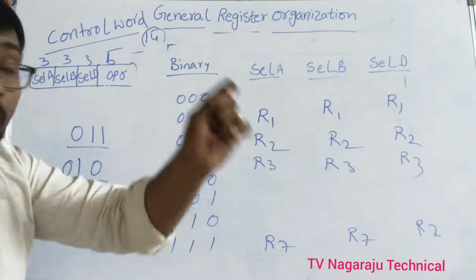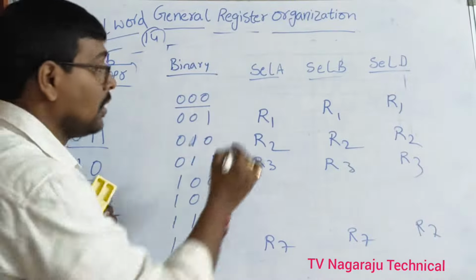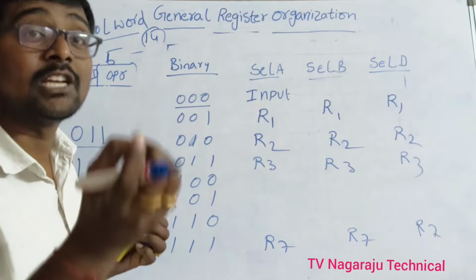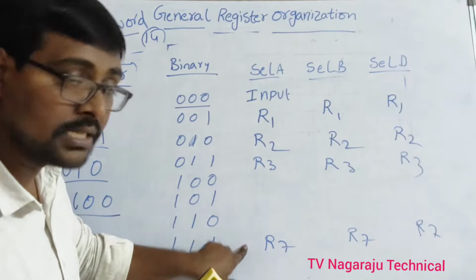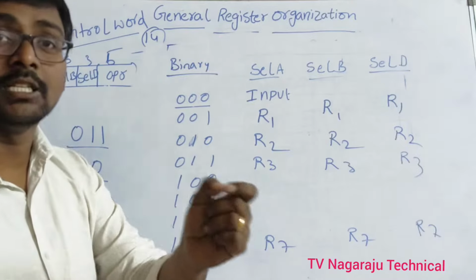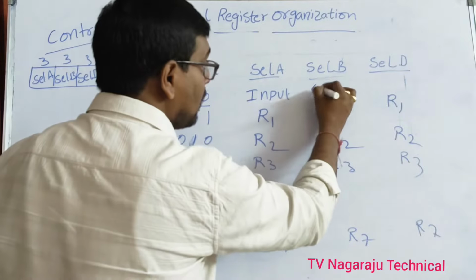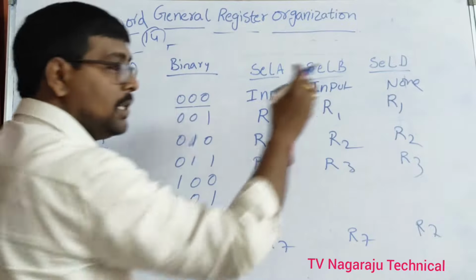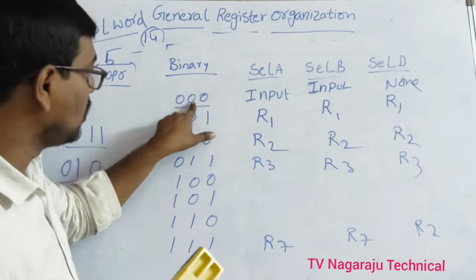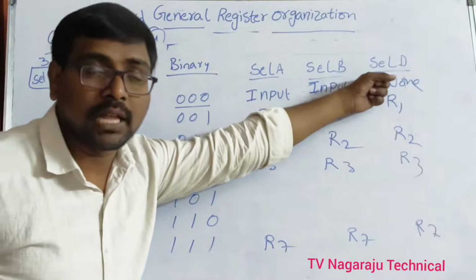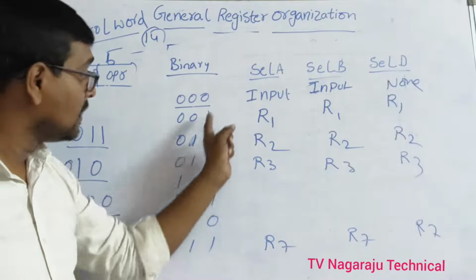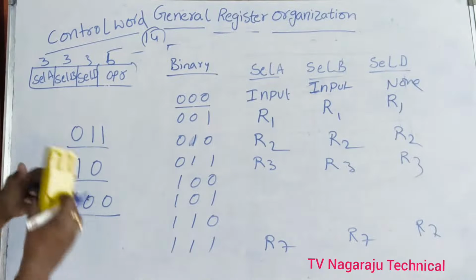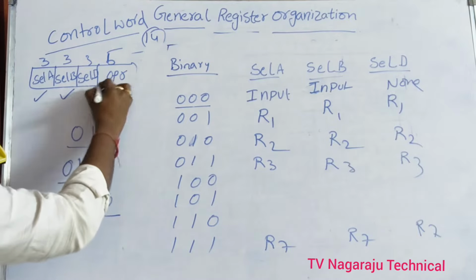Now, what about this 000? If 000 in selection A, we have an external input. All these others are registers. If the value is 000 in selection B, here also external input. In selection D, 000 means we have external output. So 000 means external input for selections A and B, and external output for selection D. This is the way to select the register. If you want to create the control word, this one is fine.